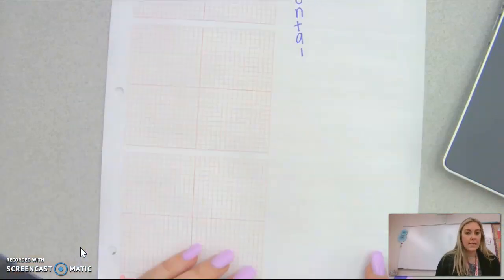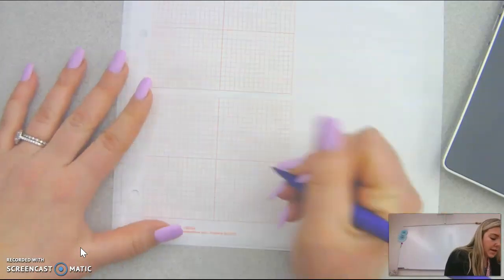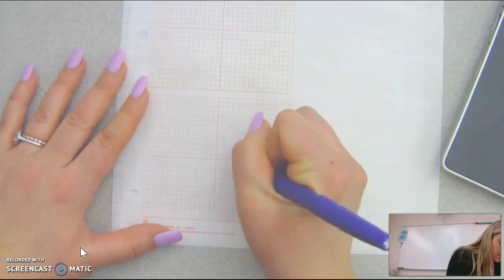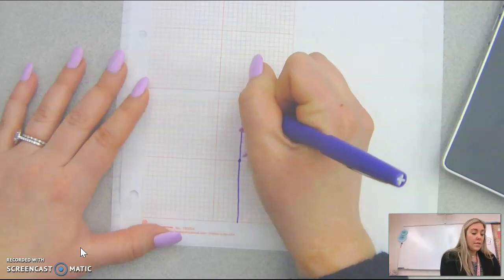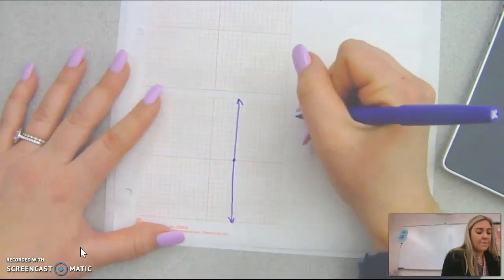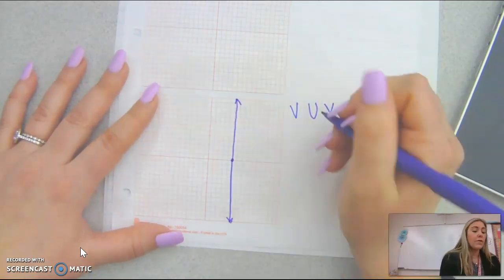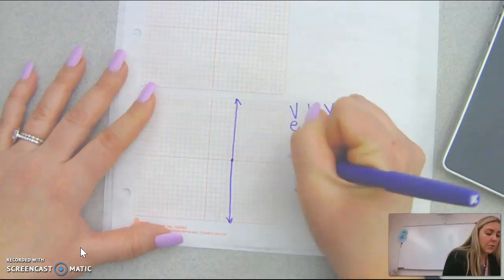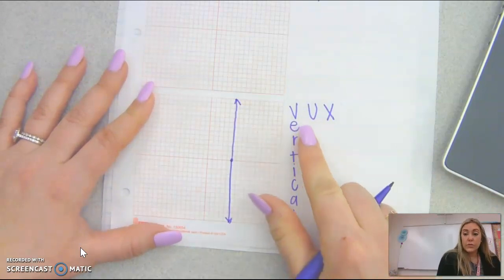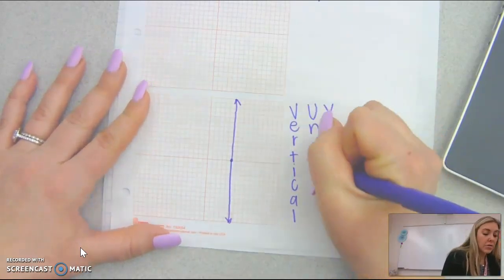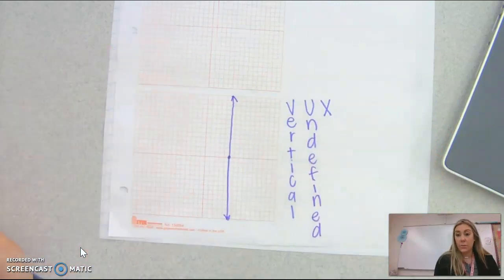Now let's go down to this last graph, a line that looked like this. This graph is called a VUX. What VUX stands for is the line is going vertical. The V stands for a vertical line. The U stands for undefined, so this means that our slope is going to be undefined. We don't have a slope.